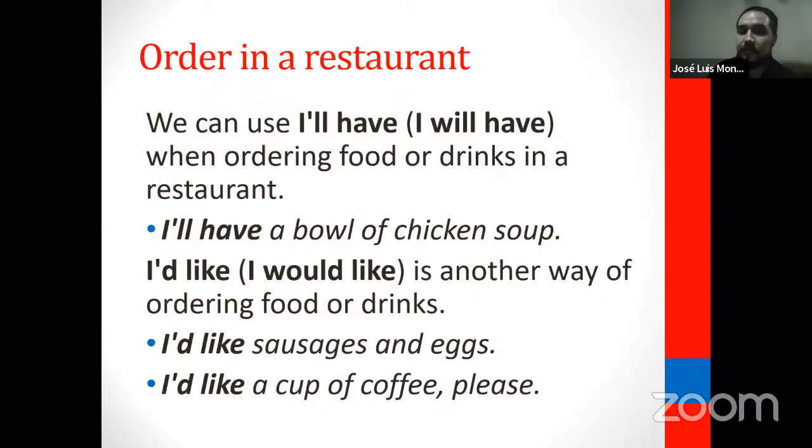I'm going to read it this time for you. I'll have a bowl of chicken soup, right? I'd like or I would like is another way to say that. So I'd like sausages and eggs, or I'd like a cup of coffee, please. So let's try to just use two examples, one with I'll and one with I'd like. But what is something that you like to get when you get to a restaurant?